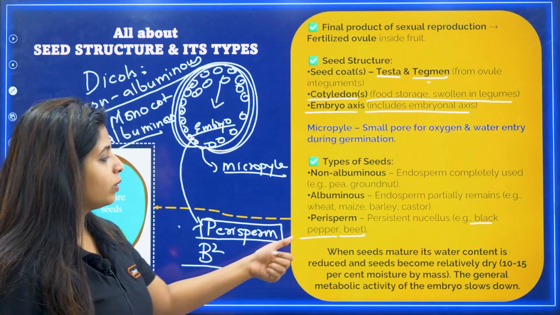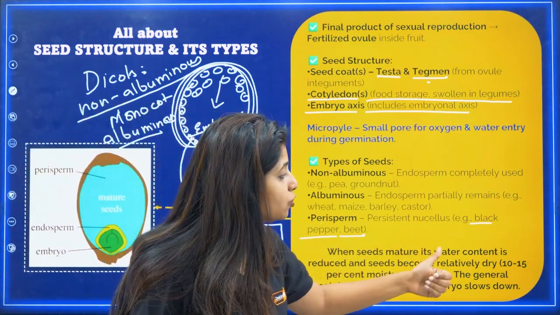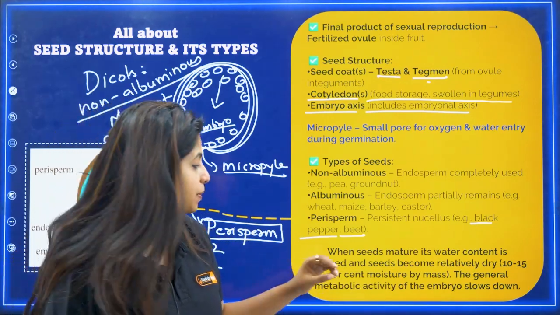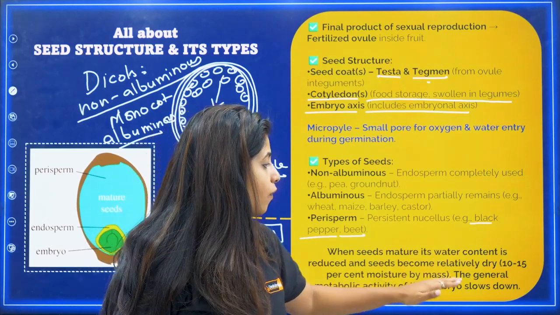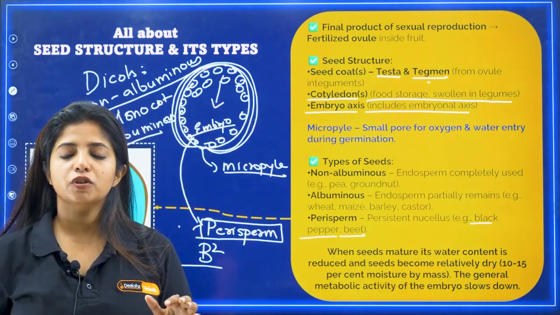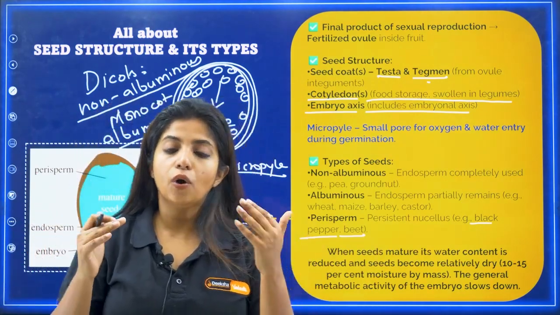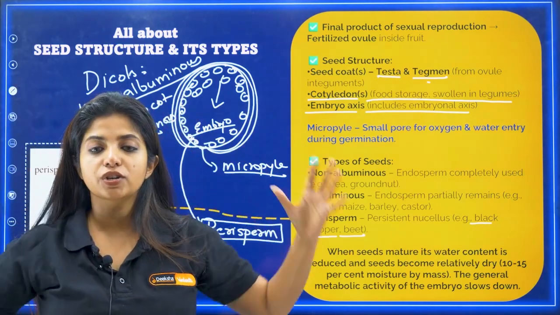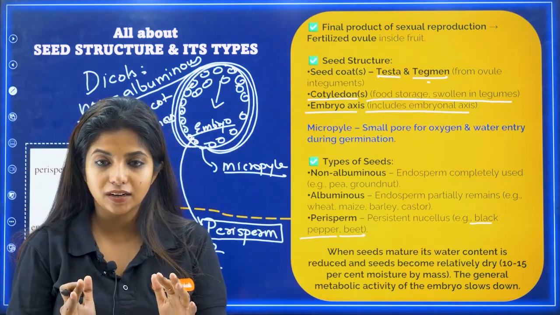Cool. Now, when seeds mature, their water content is reduced and seeds become relatively dry. Okay, 10 to 15% moisture by mass. That is a general thing. The general metabolic activity of the embryo also slows down. So when the seed is going to be mature, it becomes relatively dry, and my dear children, the metabolic activity also slows down. Later on, when water and everything comes in, that's when the germination and a lot of things would be happening. Usually it is in a dehydrated state, as we see.